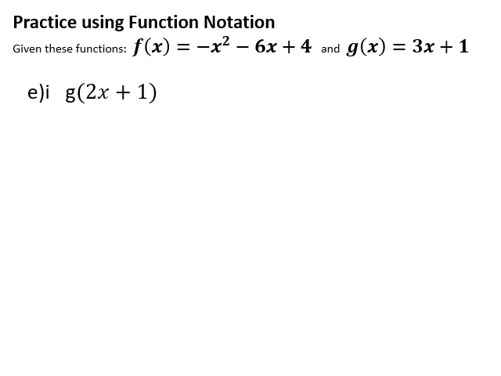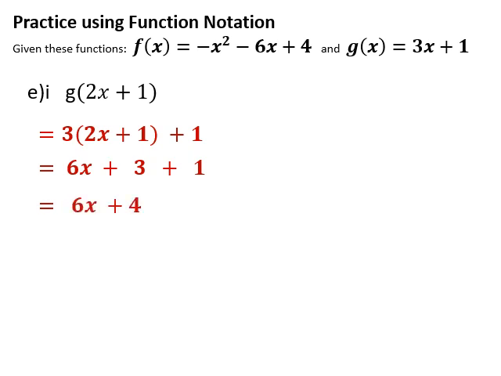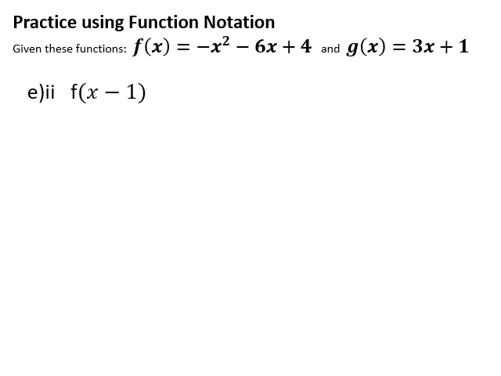All right, E. There are 2 e's. So first E is g of 2x plus 1. All right, so we're simply going to take out the x and put in the binomial. This time we just got to make sure we're distributing properly. We get 6x plus 3 plus 1, so 6x plus 4. All right, and the second e. I snuck an extra one in there and didn't bother to renumber or re-letter all these examples, so I just stuck another one in and called it E2.